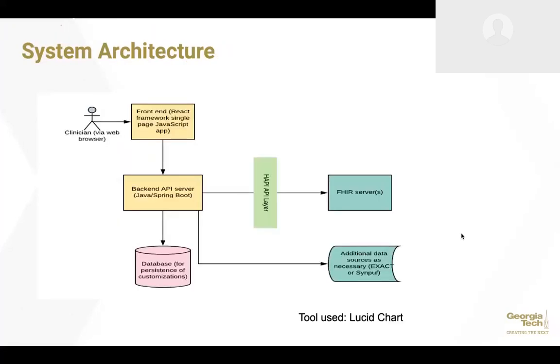This is how the system architecture will fit together. It will be React on the front end, like I mentioned, that'll talk to a back-end API server. That's the Java Spring Boot part I talked about. That will communicate to the FHIR servers using the HAPI API framework that we learned about in class. If we need to talk to other databases, we can do that. And we will talk to the back-end Postgres database for any customizations that we need to persist.